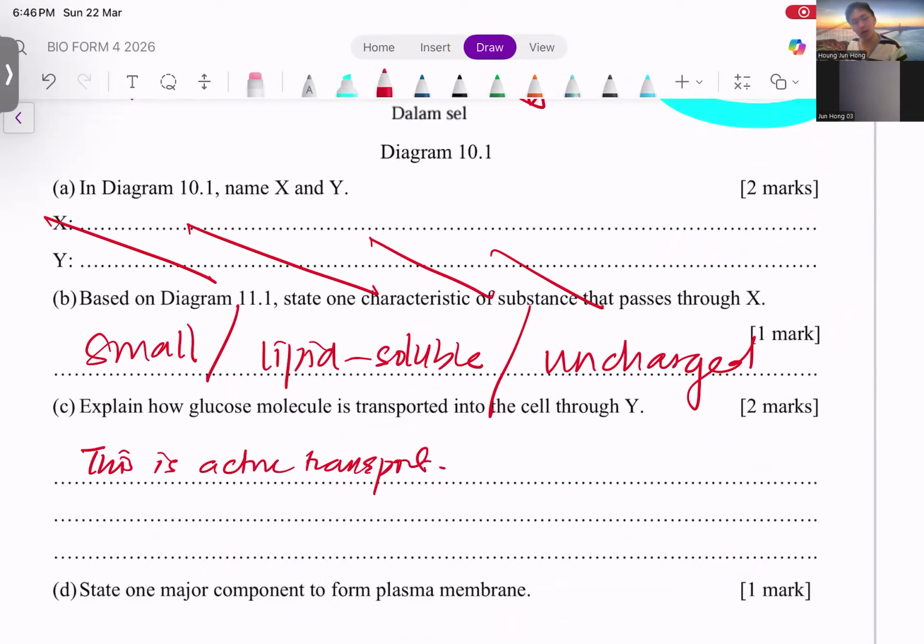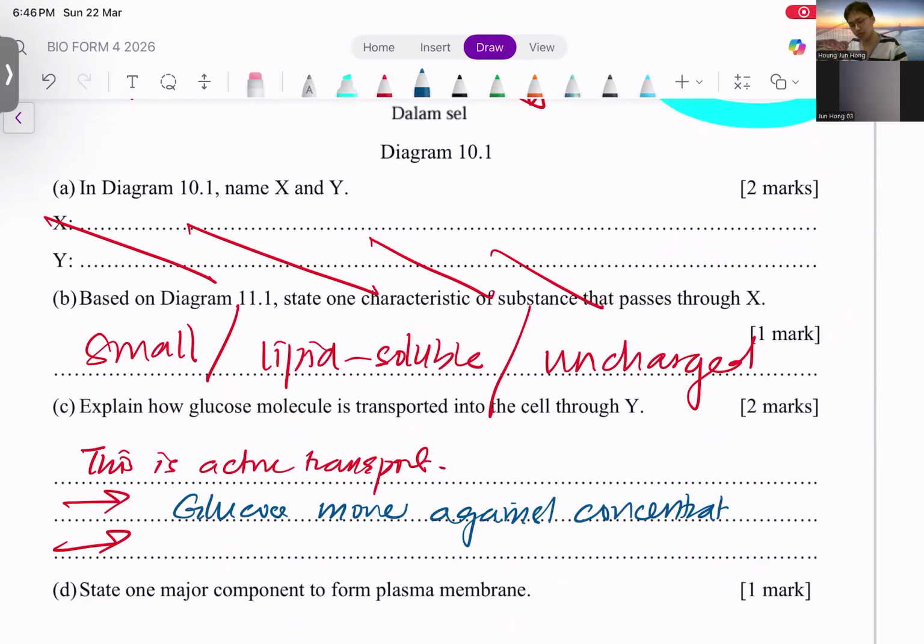Right? And remember, what do you do in a typical question for transport? Just talk about the characteristics. As you remember, glucose moves against the concentration gradient. Okay, and this uses energy. This uses energy. Okay, that's enough.